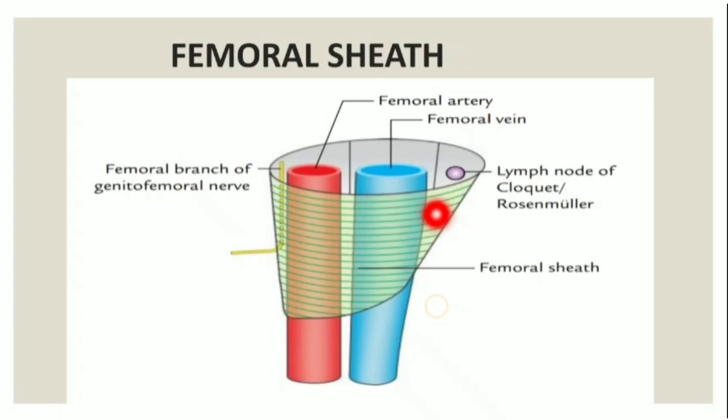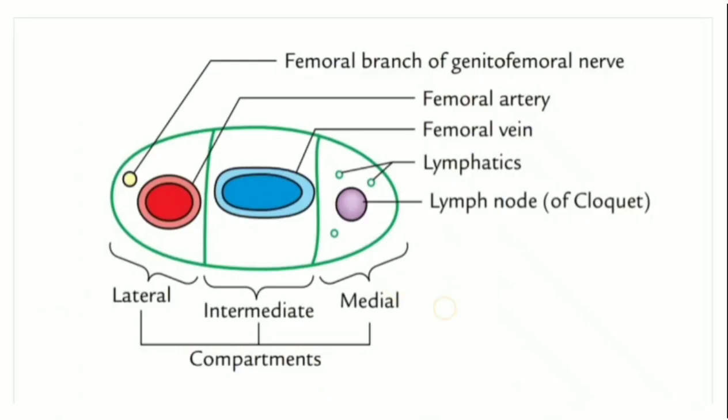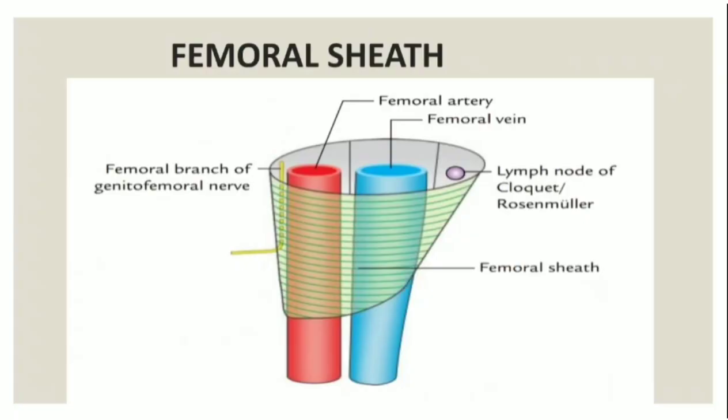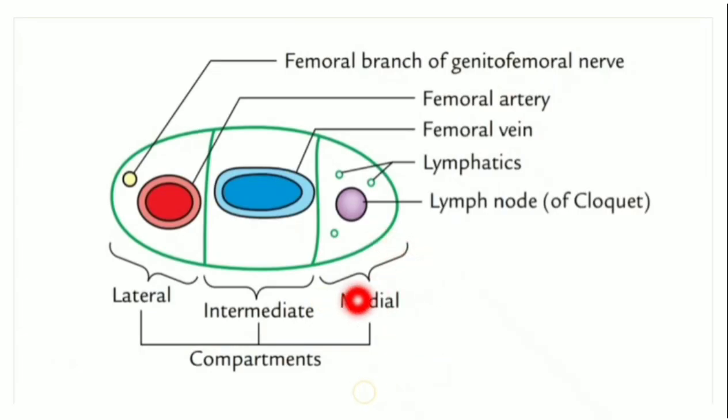This femoral sheath is divided into 3 compartments. What are those compartments? We have the medial compartment, the intermediate compartment, and the lateral compartment. I'll show it on the same diagram. I'll start from the lateral compartment. The lateral compartment has 2 contents: one is the femoral artery, and the other is the femoral branch of the genitofemoral nerve.